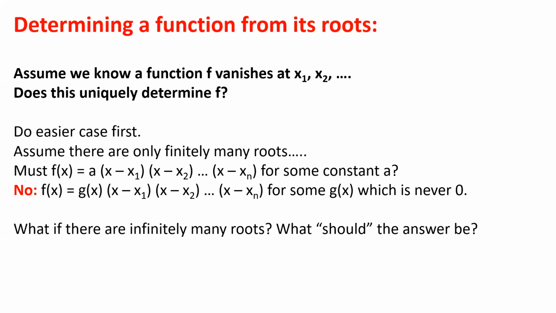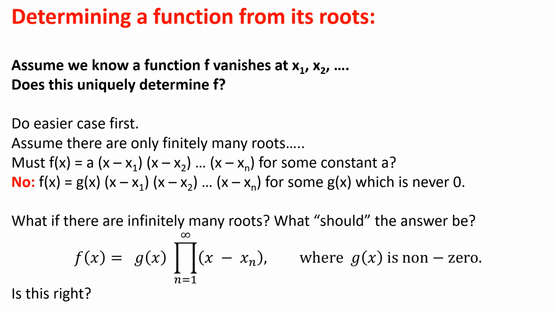We can again multiply by a non-zero function. Okay, so what would the answer be? So f of x is g of x. So g of x will be non-zero, and then what comes after the g of x? Weierstrass product, maybe? Weierstrass product. So we would have some kind of infinite product. And so basically the xn's range through all the zeros, and we just have some function g.